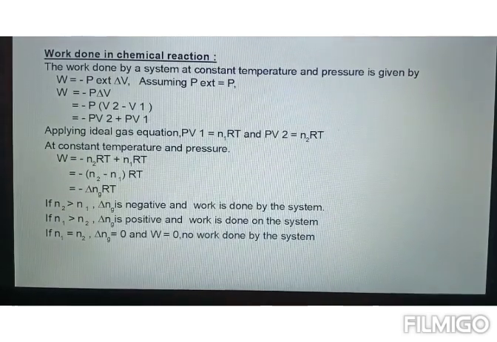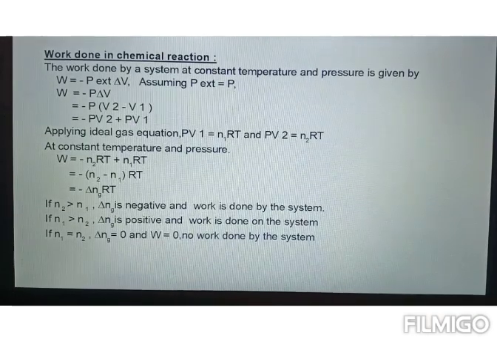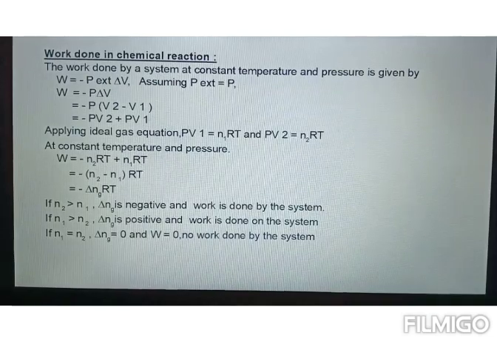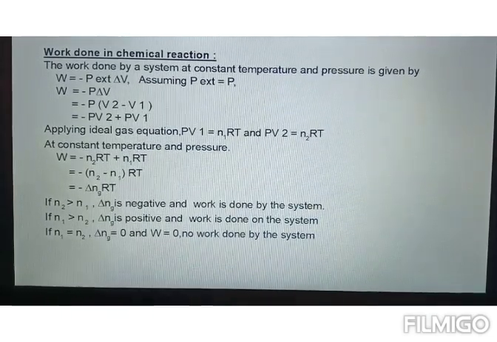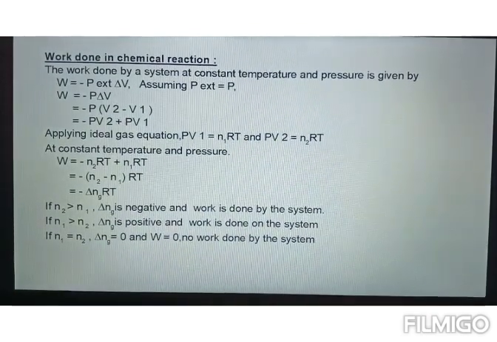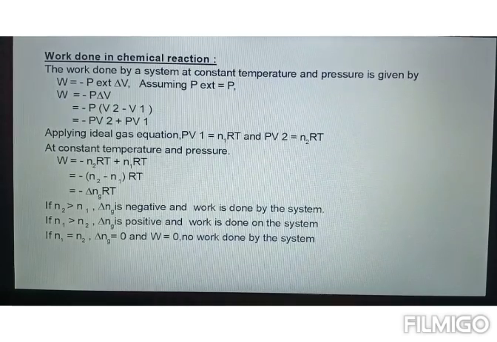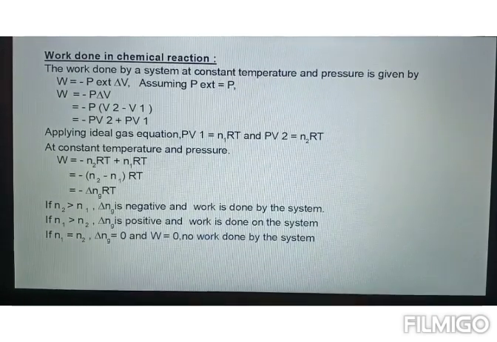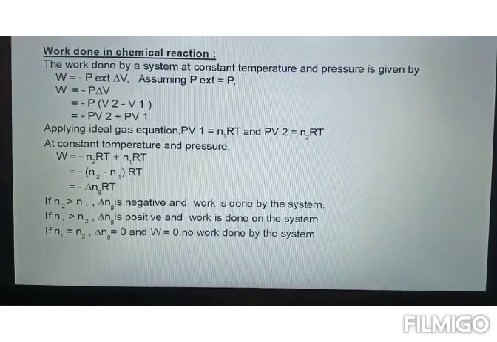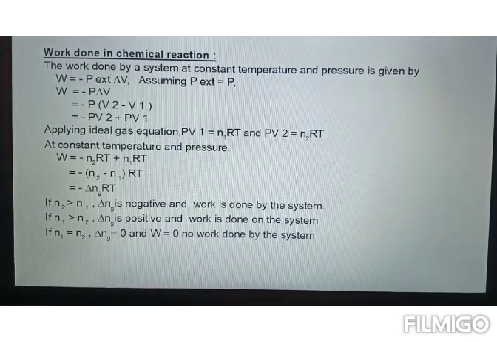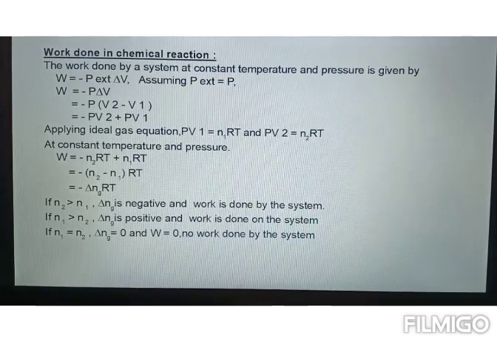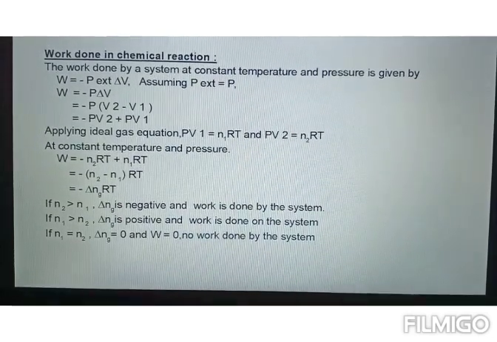Now if N2 is greater than N1, that is number of moles of product are more than number of moles of reactant, then delta Ng is positive and work done is negative. Means it is a work of expansion and work is done by system on surrounding. In the second case, if N1 is greater than N2, then delta Ng is negative, work is positive, and that work is done on the system by surrounding. It is known as work of compression. And the last condition, when N1 is equal to N2, work is 0, no work is done by the system.